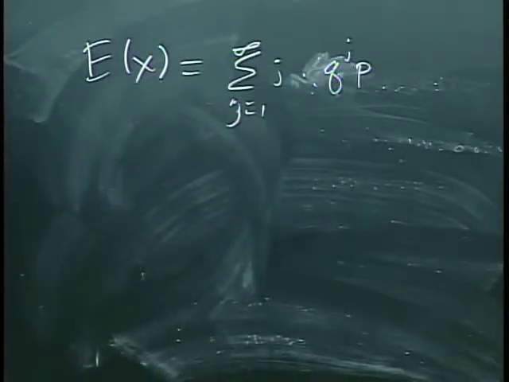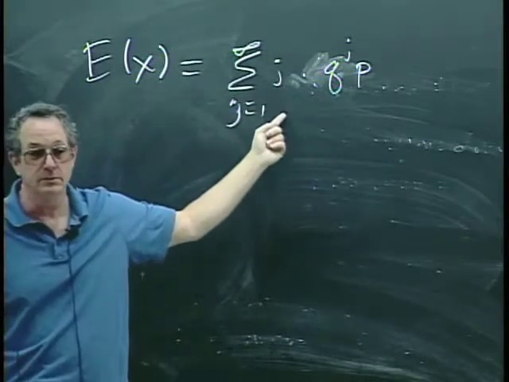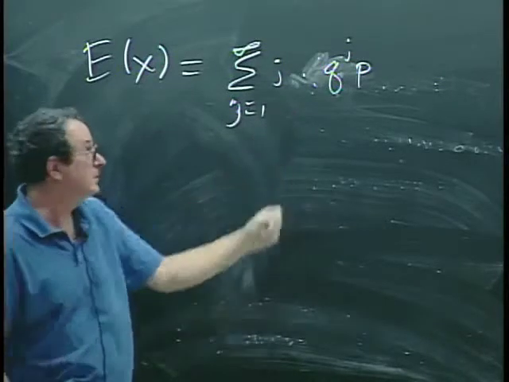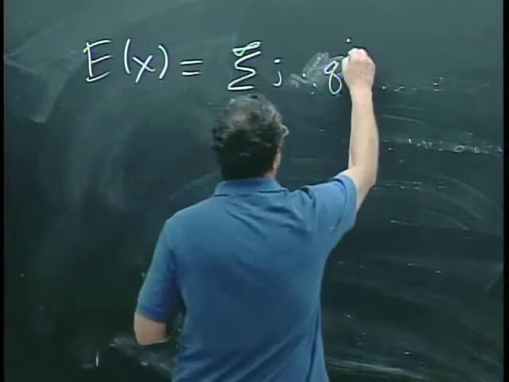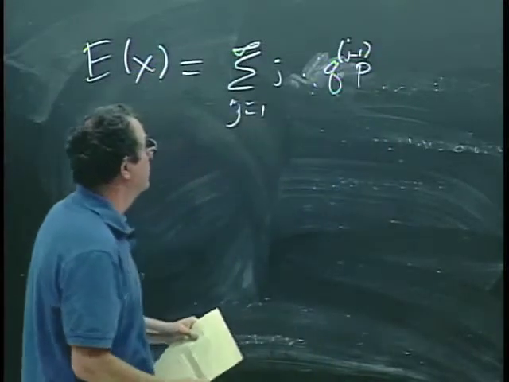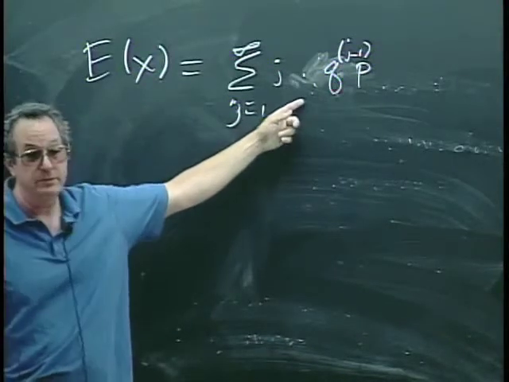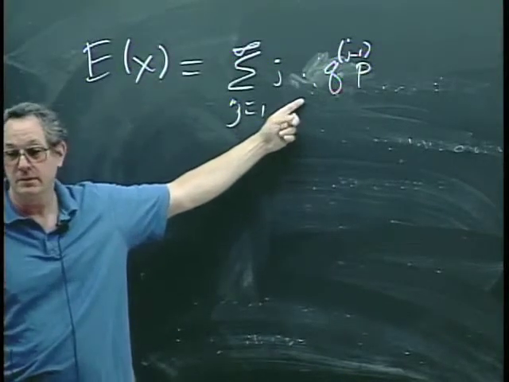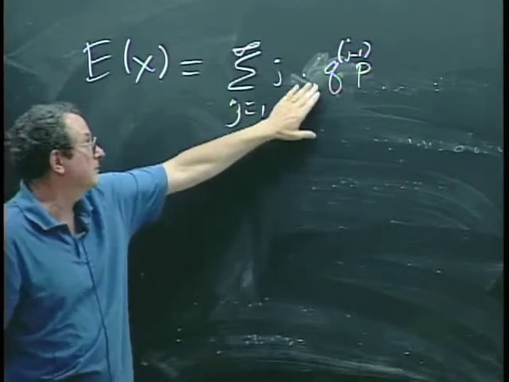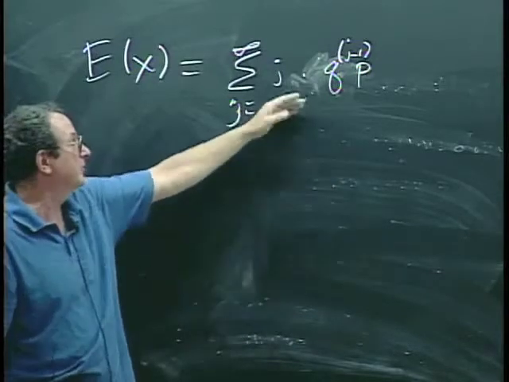Now, how do we solve this? Anybody remember? j times q to the j minus 1 times p. Yeah, first of all, we have to get it right. Thank you. How do we solve this? Well, I don't know if I could do this just seeing it for the first time ever.